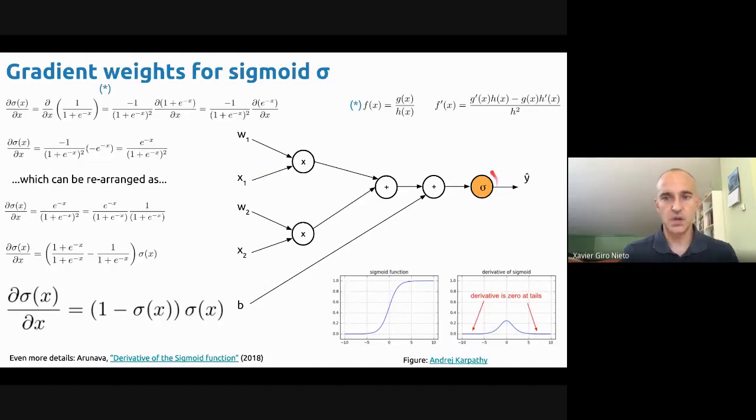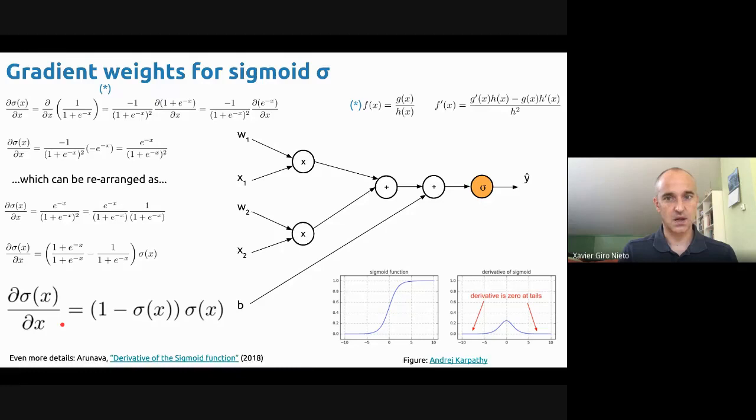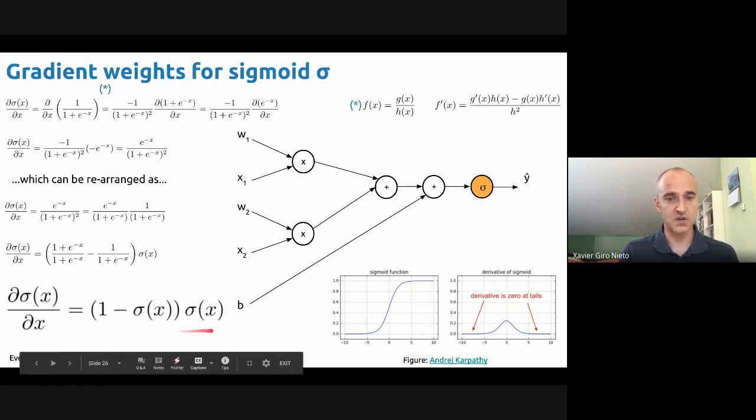So the sigmoid, here you have a long calculation. I will not follow it now in detail. You can look at it later on your own. But what is nice is that there's a closed form for the partial derivative of the sigmoid. And that's actually one of the reasons why we're using the sigmoid, because it's something that we can analytically solve. And this is the form of the partial derivative.